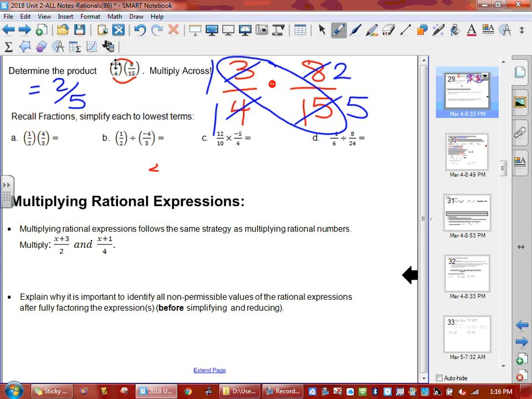Okay. So here we go. Multiply top to top, bottom to bottom. Is there anything we can cross-cancel? Yes, you can cross-cancel your 2 and 4. So your answer should give you 2 over 3.